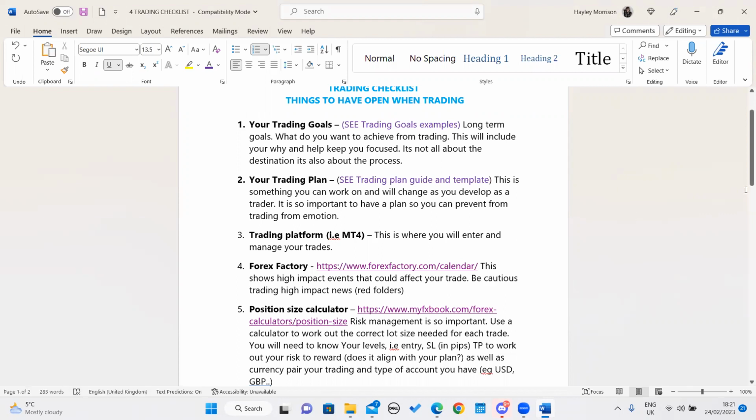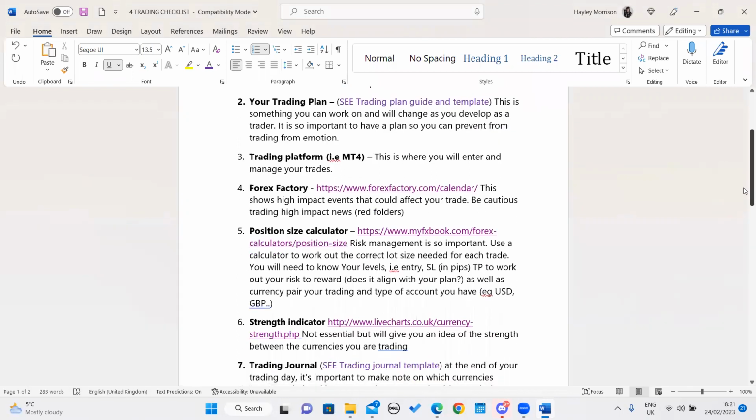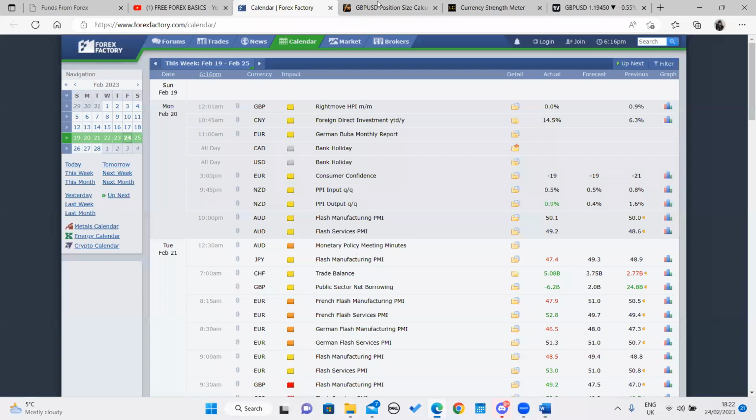And the next thing you want to have open, which is really, really important, so you haven't got to try and figure out lot sizes yourself, is a position size calculator. Risk management is obviously so important. So having a calculator to work out the correct lot size means that it's just helping you stick to that risk. And I'm going to quickly show you the calculator now.